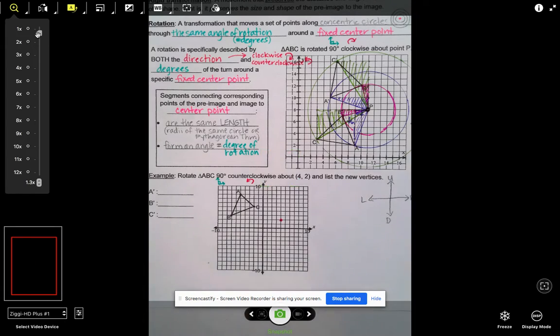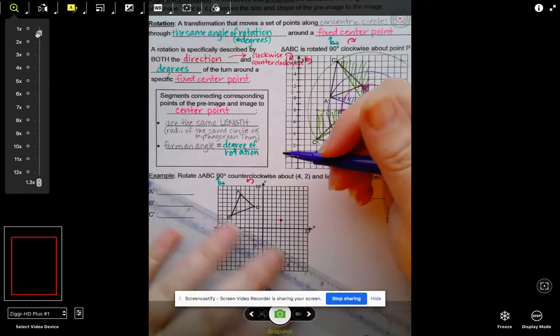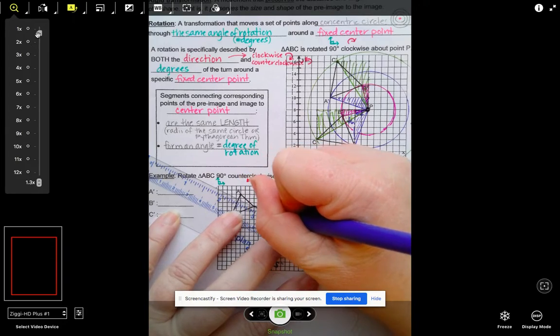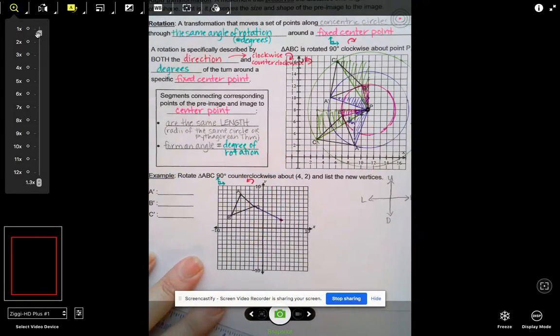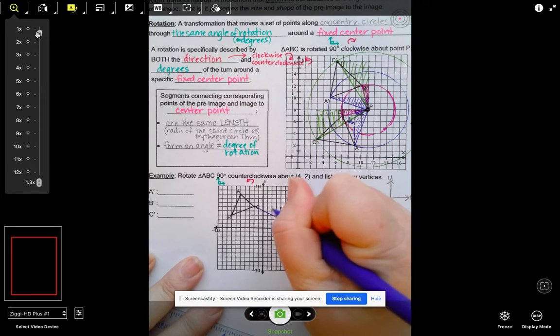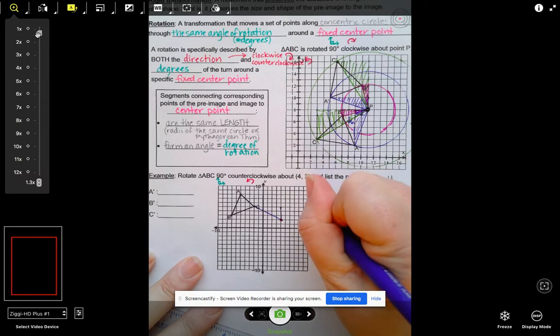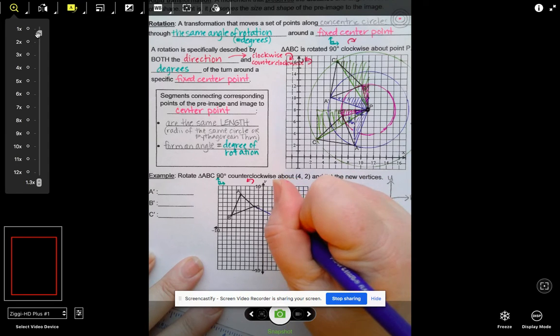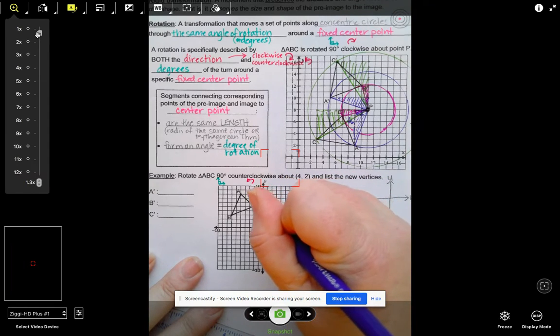And so I'm going to go with C because it's closest. So I'm going to start with this one. Okay, so here is my segment that connects the pre-image to the center of rotation. And again, from my center of rotation, how do I move to get to point C? I go up 3, and then left 1, 2, 3, 4, 5, 6.